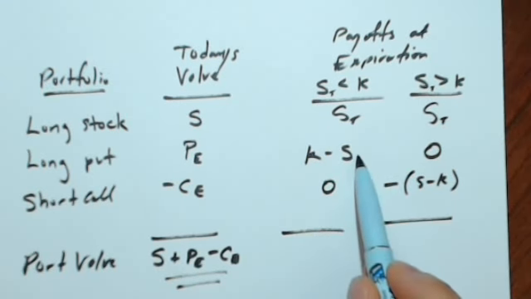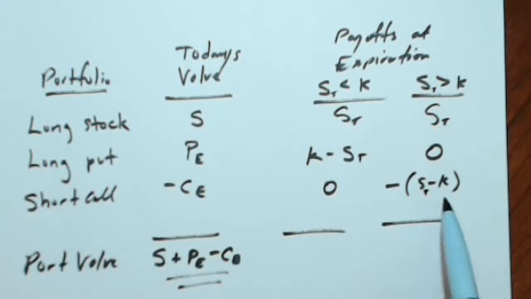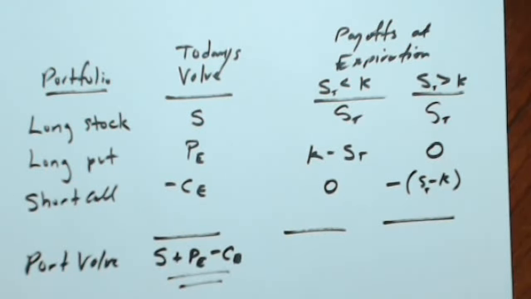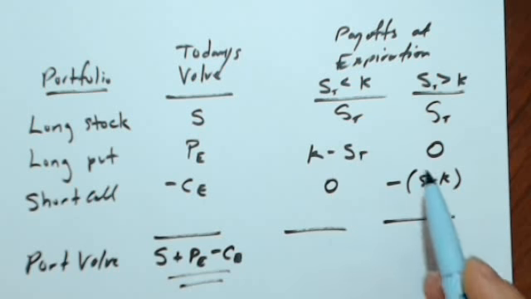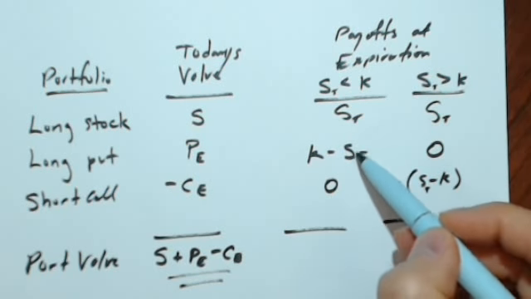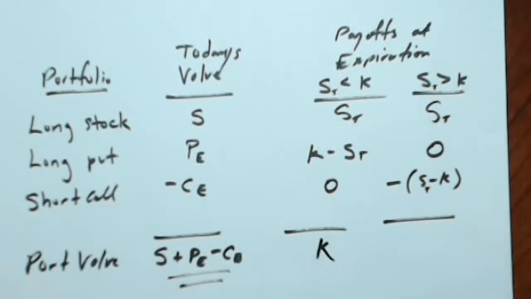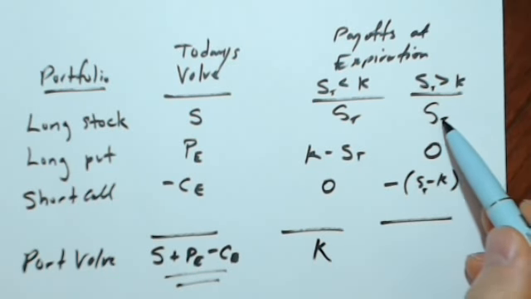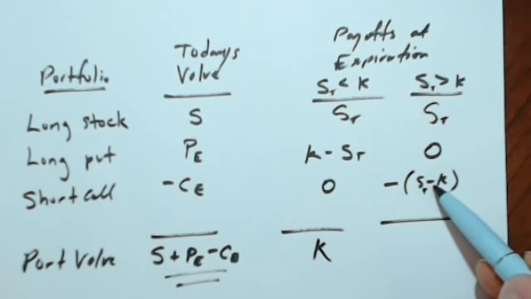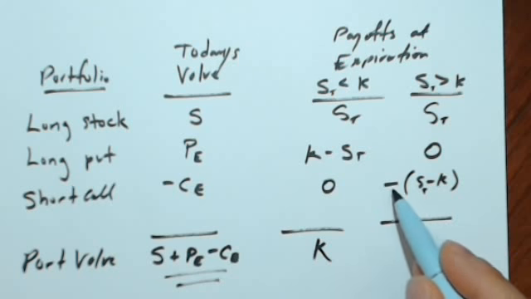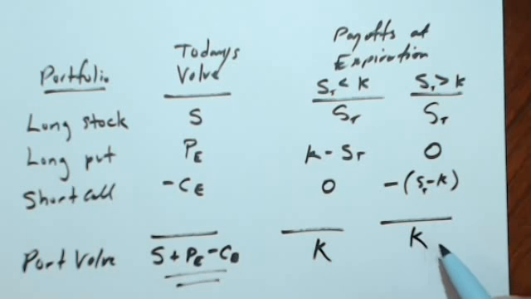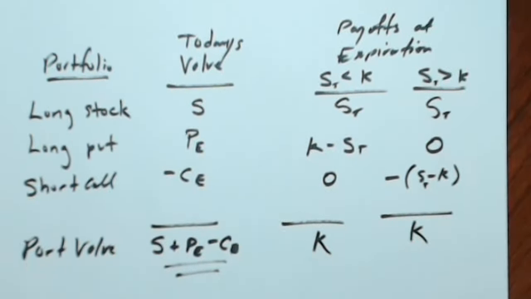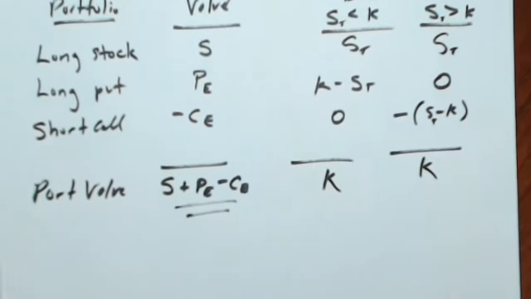Okay, let's add this. Put a little t here, put a capital T here. Now, let's add up each column. Well, the STs cancel, and all you're left with is K. As you can see, the STs cancel, and a negative is positive, so all you're left with is K.